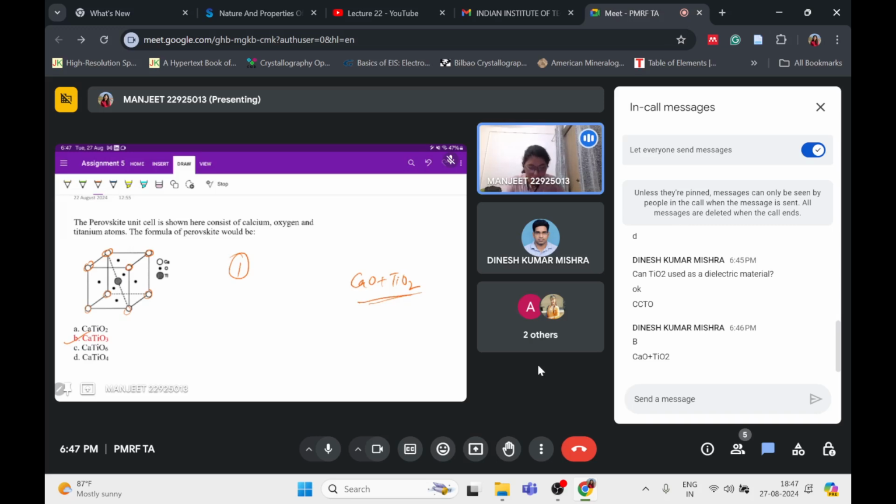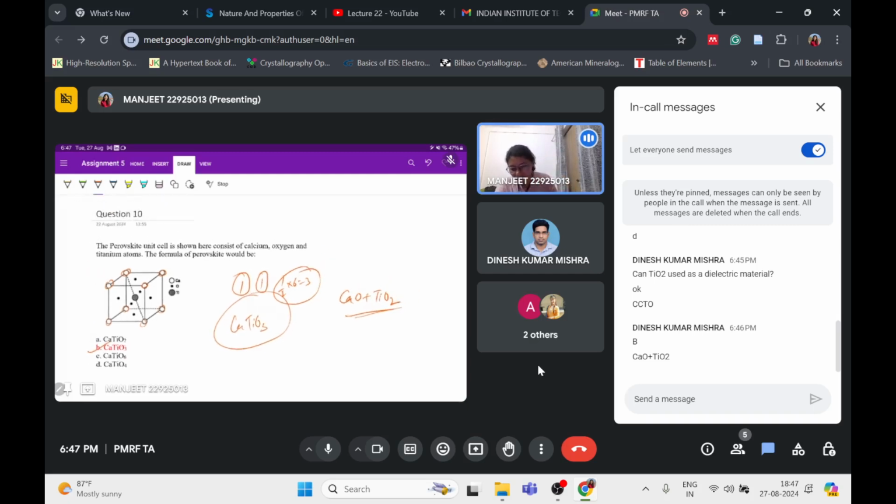If the formula is asked, you can see that all the calcium atoms are at the corners of the unit cell, so the number corresponding to Ca will be one. Titanium is at the body center, so it also has one effective atom. The oxygen atoms are at the face centers, so that gives 1 by 2 into 6, which is 3. So the formula is CaTiO3, and B will be the right answer. Okay, this is the easy one.